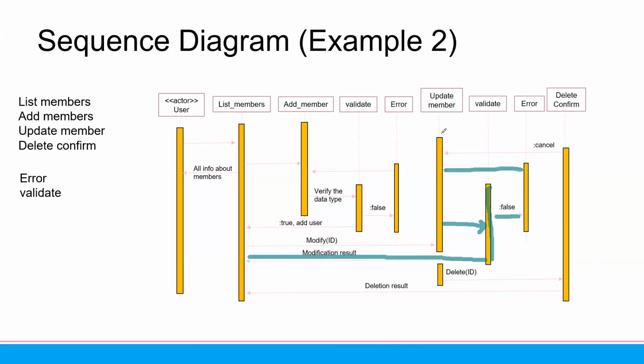And if you are in the update page and you want to delete, for example, it creates two kinds of response. Let's say you want to cancel. Then you will not delete the member information. But if you confirm to delete, then it will show the deletion result.